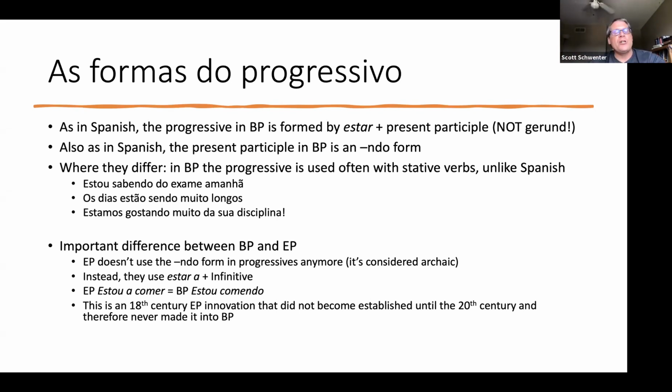Now, if you go to Portugal and say estou comendo, they'll totally understand you, right? They won't say I don't know what you're saying. Well, they might say it's wrong, but they won't tell you they don't know what you're saying. It's completely understandable. But this is really interesting because this is an innovation that was so late that there wasn't enough immigration of Portuguese to Brazil once that was established.